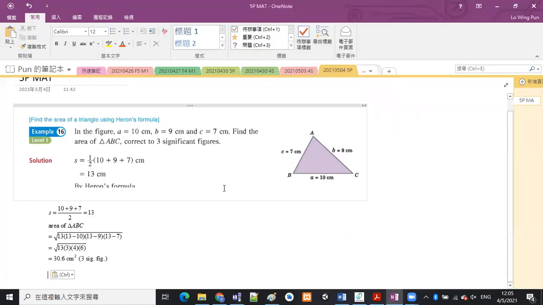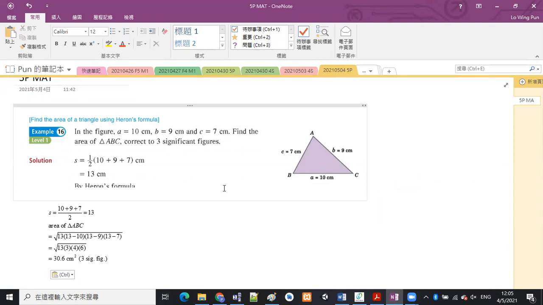Is that okay? Two steps. Step 1, find the s. Step 2, find the square root. Okay, that is the area. Can you get the number from your calculator? So make sure you know how to use the calculator to find this area. Is that okay? All right.